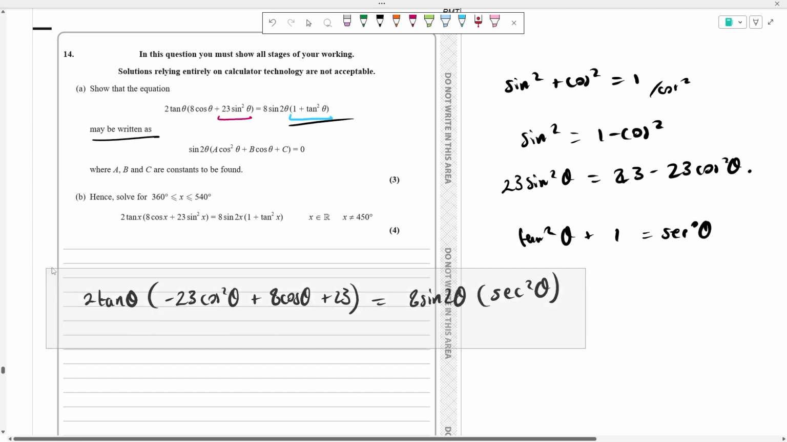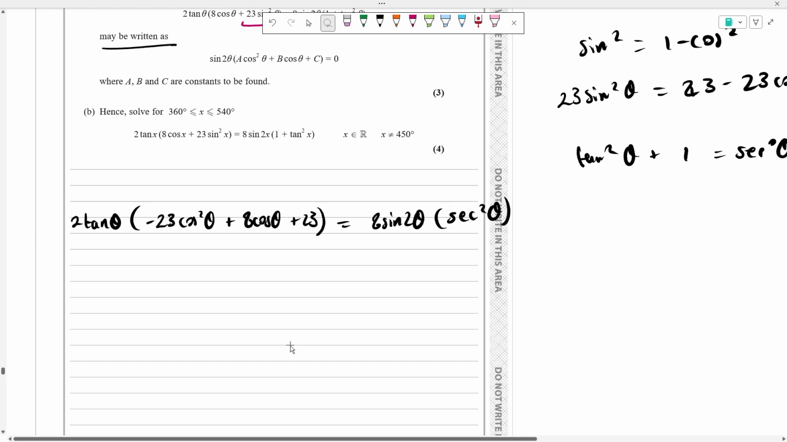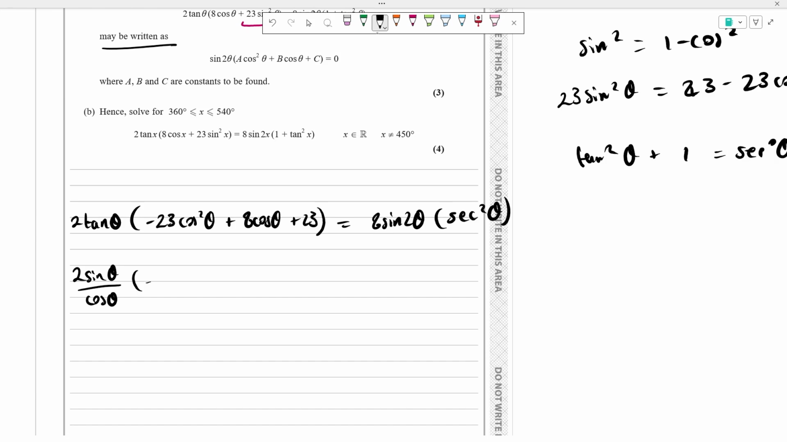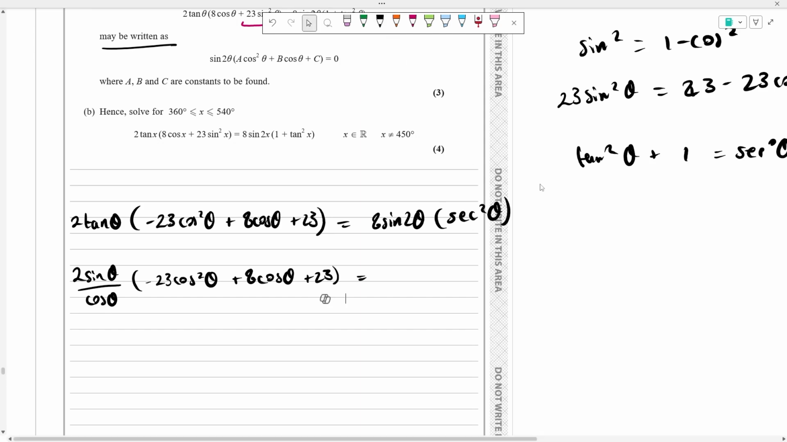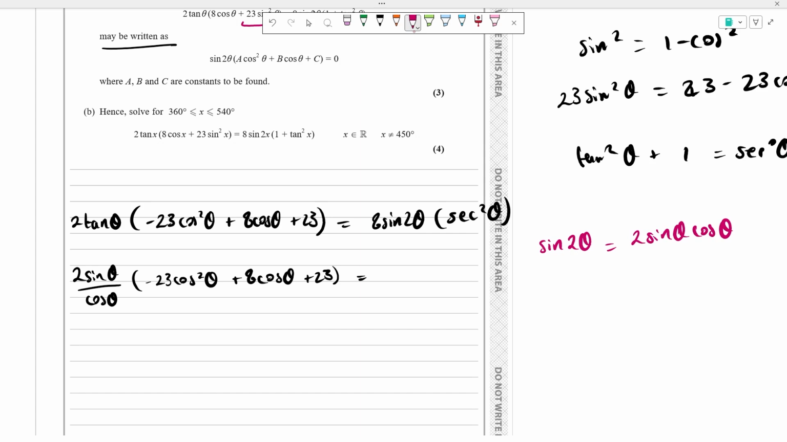Perfect. Let's see where we can also take this. Okay, with this 2 tan theta, I'm going to rewrite this as 2 sine theta over cos theta. And then this part here, we can just copy across like so. And then what we have here is 8 sine 2 theta. Now this is your double angle formula. I recommend that you learn it, but you can derive it from your formula book. Sine 2 theta is the same thing as 2 sine theta cos theta. Cool? And therefore, that means that this must equal 16 sine theta cos theta, because we're just timesing this by 8.